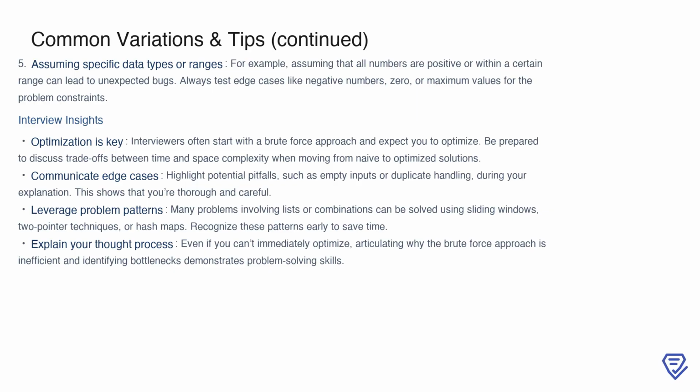Recognizing problem patterns is another key skill. Problems involving lists or combinations often benefit from techniques like sliding windows, two-pointers, or hash maps. Identifying these patterns early can save significant time. And even if you can't immediately optimize your solution, clearly explaining why a brute force approach is inefficient and identifying its bottlenecks shows strong problem-solving skills.